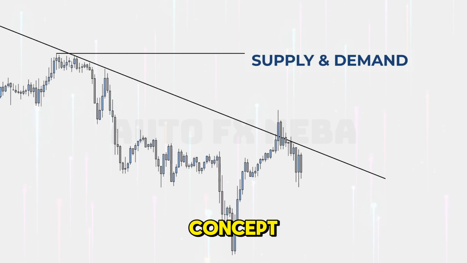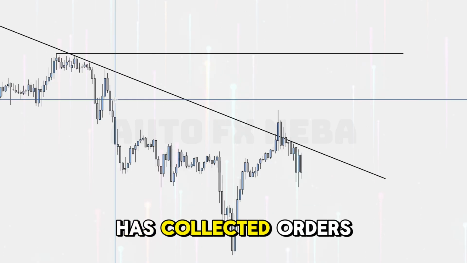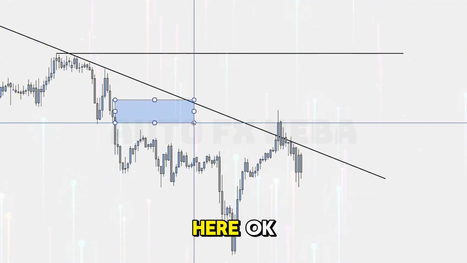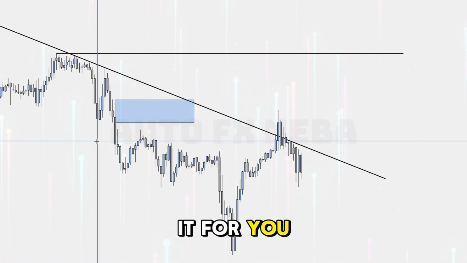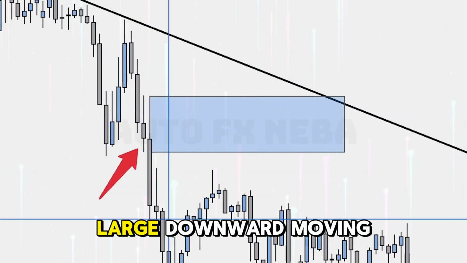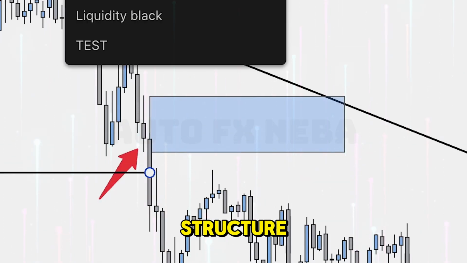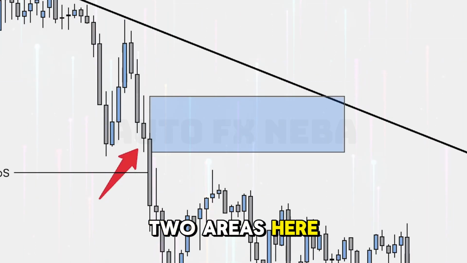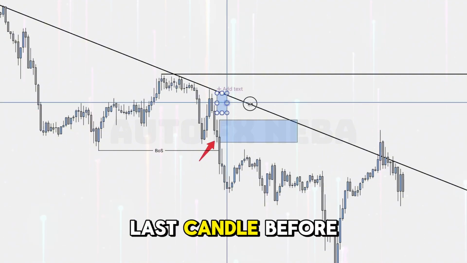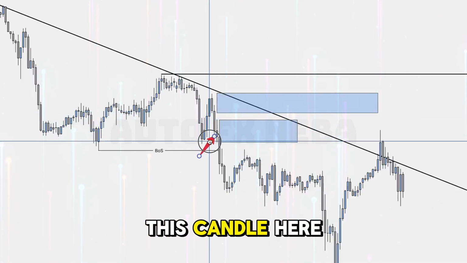Now, this is a very common concept. Basically, what we are looking for is areas where the price has collected orders before moving away. So a supply zone looks like this candle just here. Okay, this one, let me just mark it for you. This candle here, this is a supply zone. This is a consolidation before a large downward move in price, and it's actually the zone that created the break in structure. So there are two areas here of supply before this large down move. We have this one at the top, which is the last candle before the initial impulse, and then we have this second one. So it's this candle here and this candle here.